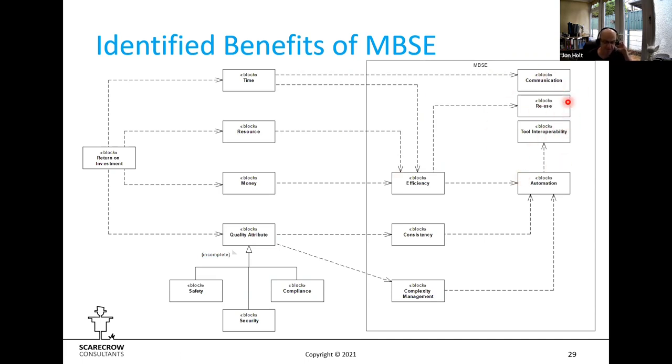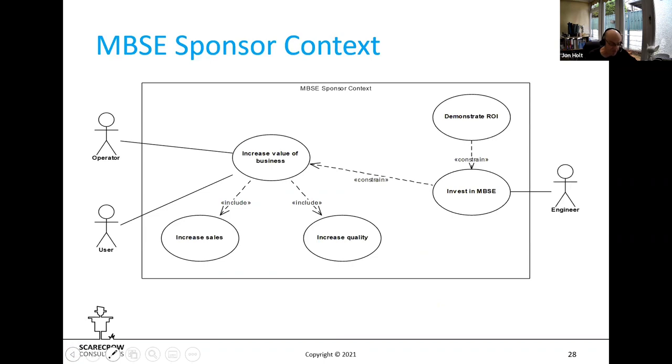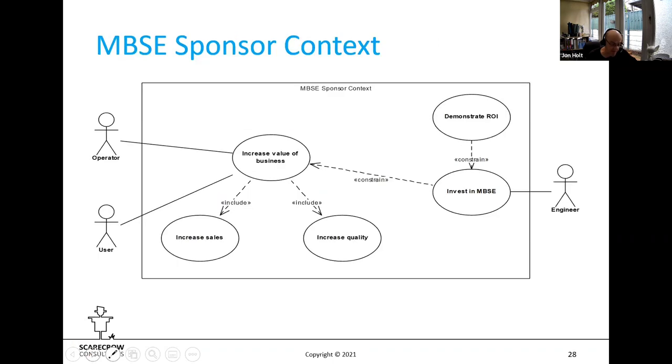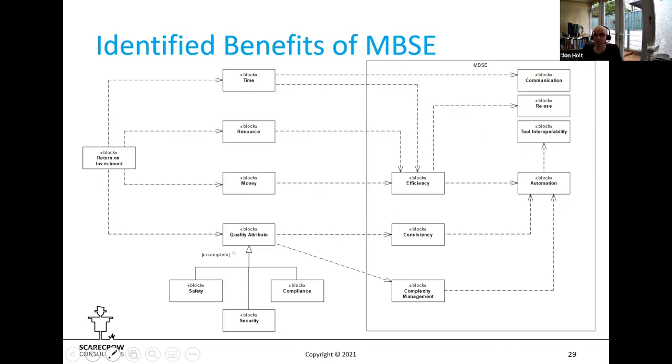Now, on the right-hand side, we can see things that we normally associate classically with MBSE, so communication, reuse, tool interoperability, automation, and so on. Now, the idea behind this is it allows me to identify tangible and measurable benefits, and that's key, okay? What this now allows me to do by drawing these dependencies between them is, I now know that when I talk to a particular stakeholder, so for example, if I'm talking to the MBSE sponsor, and I know that this is what they want to do, demonstrate return on investment, the benefit that I need to try and sell to the MBSE sponsor, the benefit that I need to demonstrate we can achieve by deploying MBSE is this one here.